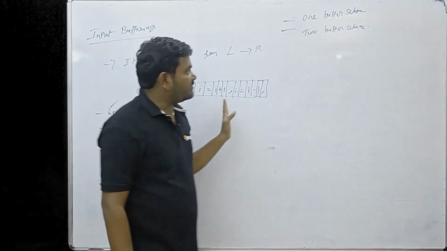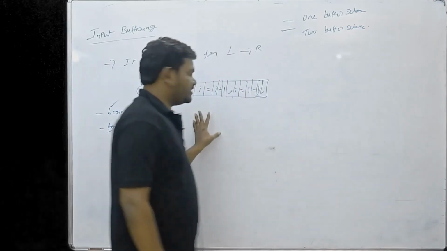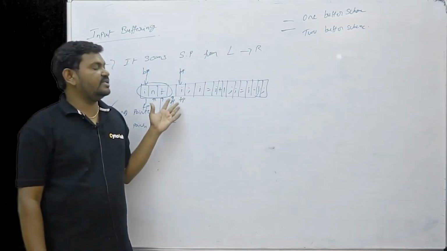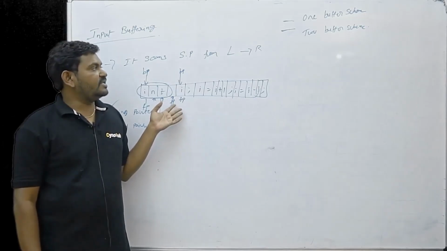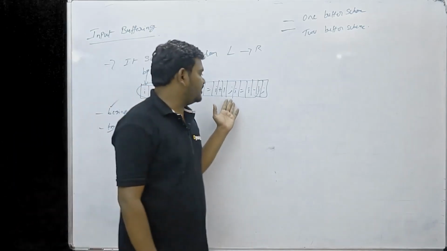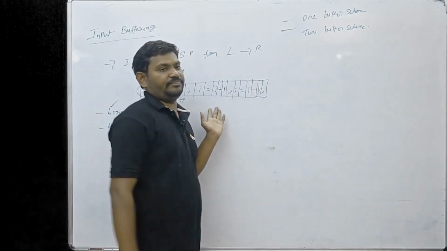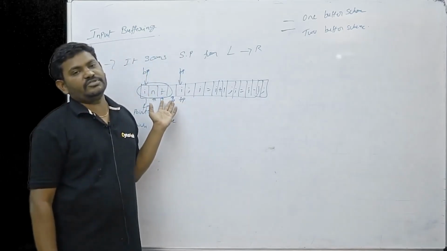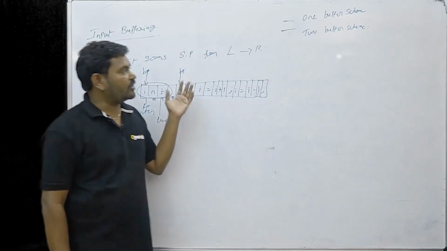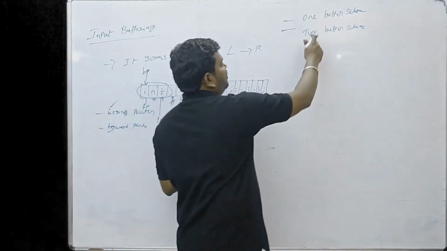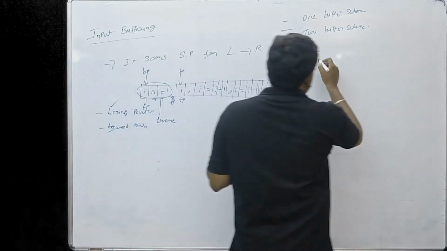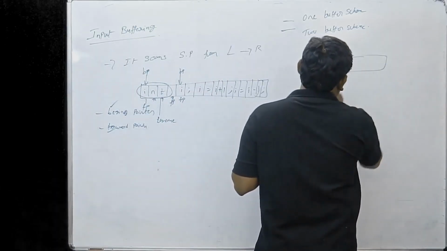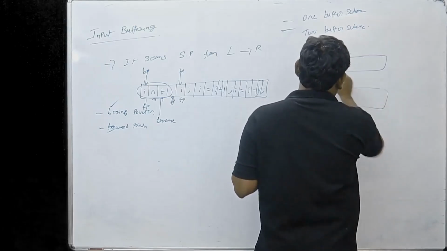But what is the drawback of the one buffer scheme? If the length of the input string is large, it doesn't perform correctly, and it takes more time to scan the entire source program. To overcome that problem, it uses a two buffer scheme, where the input string is divided and stored inside two separate buffers.